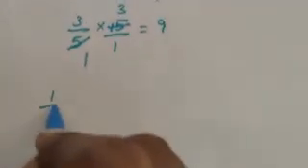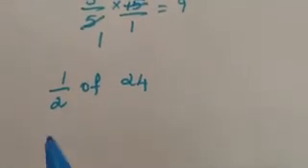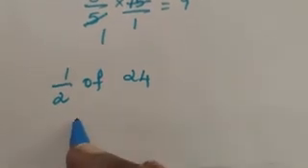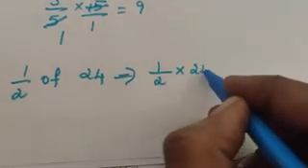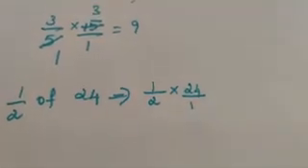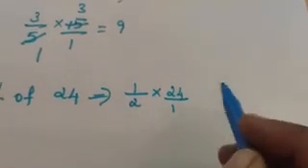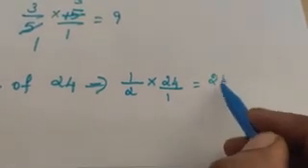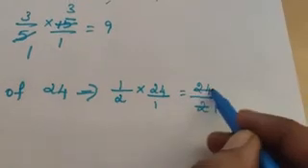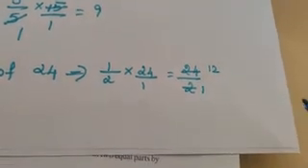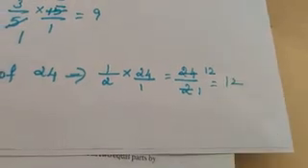1 by 2 of 24. You have to find 1 by 2 of 24. So "of" 24 means it is multiplication. So 1 by 2 multiplied by 24. Denominator is not there, so 1. And then you can multiply directly. 1 into 24 is 24 upon 2 into 1 is 2. Right? Then you can cancel it. 2 twelves are 24.